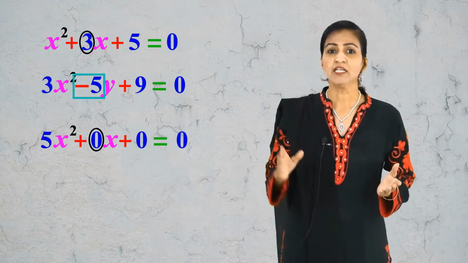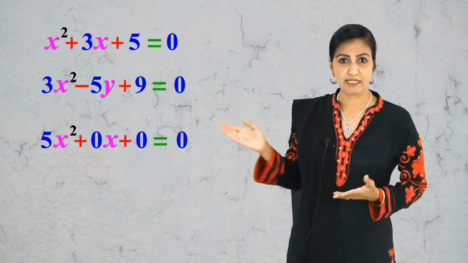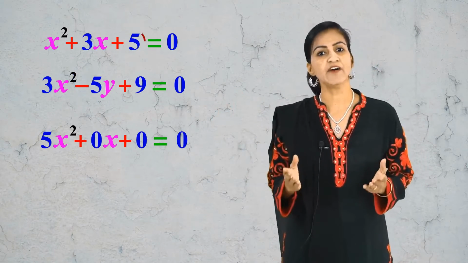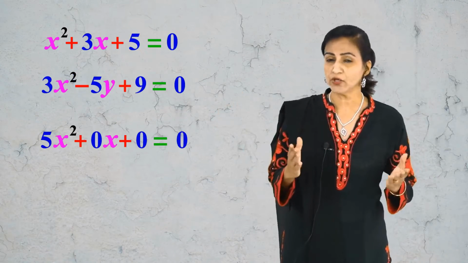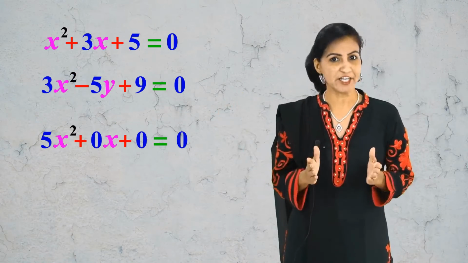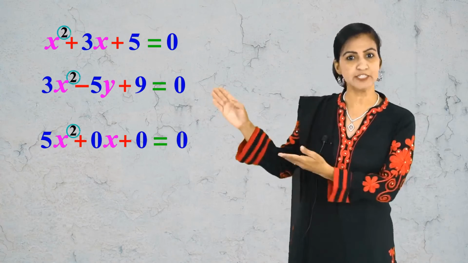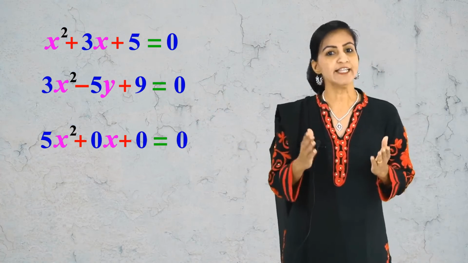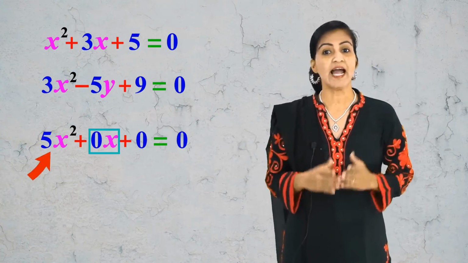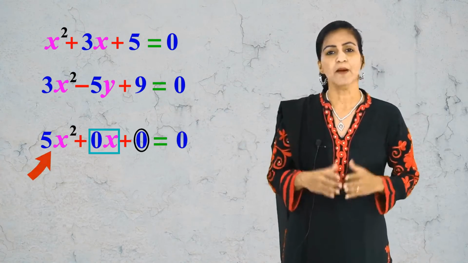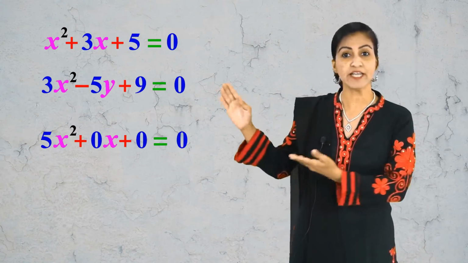Now students, the third variable has constants. These constants are 5, 9 and 0 respectively. These all are quadratic equations. The degree of all these polynomials is 2. Students, in the third equation, the middle term is 0 into x and the constant is 0. But still, these are quadratic equations.